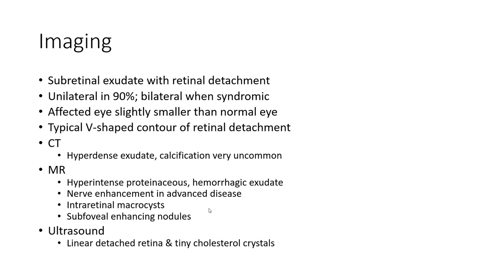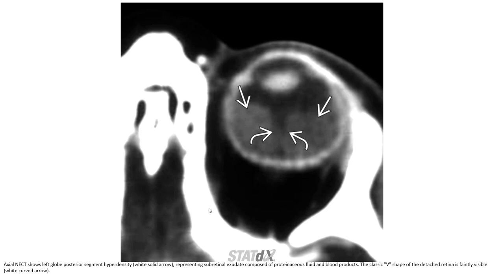CT will show hyperdense exudate; calcification is very uncommon. On MRI we see hyperintense proteinaceous hemorrhagic exudate, with no nerve enhancement in Coats disease, intraretinal macrocysts, and a subfoveal enhancing nodule. In ultrasound, a linear detached retina and tiny cholesterol crystals. Thank you. Let's see the examples.